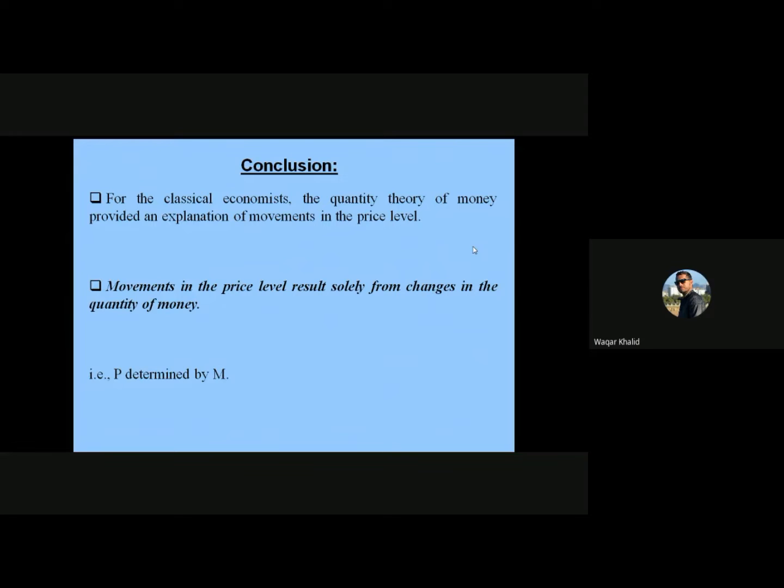So what is the conclusion of this theory? For the classical economists, the quantity theory of money provides an explanation of movements in the price level. The classical economists argue that the price level in an economy is changing just because of the change in money supply. If there is a change in the money supply, the price level will change. So movements in the price level result solely from changes in the quantity of money. That is, price is determined by M. If M doubles, price will double. If M triples, price will triple. If M decreases, price will decrease. If M increases, price will increase.